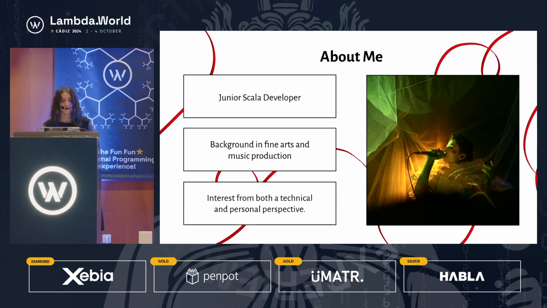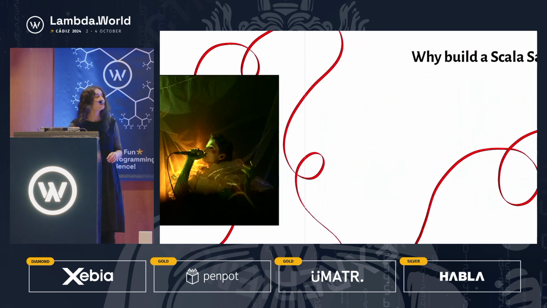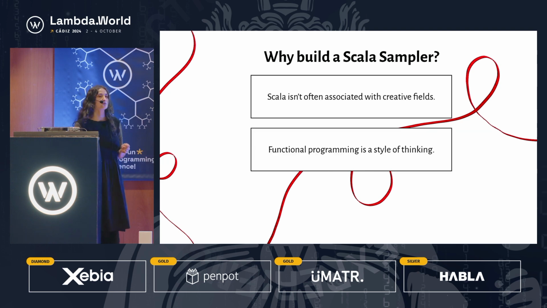So, why would one want to build a Scala sampler? Why use Scala for this endeavor? Scala is known for its powerful functional programming features, but it's not often associated with creative fields. But functional programming isn't just a coding paradigm, it's a style of thinking. And this style of thought is not only great for writing clean and efficient code, it can inspire and even shape creative processes.